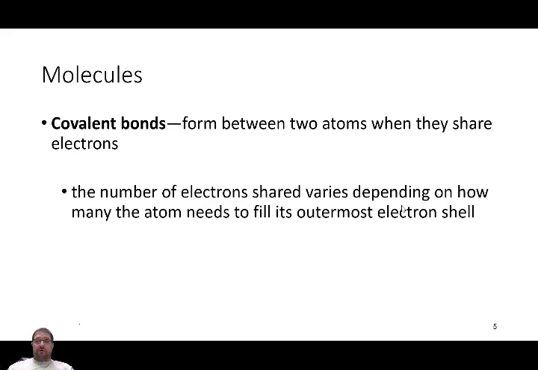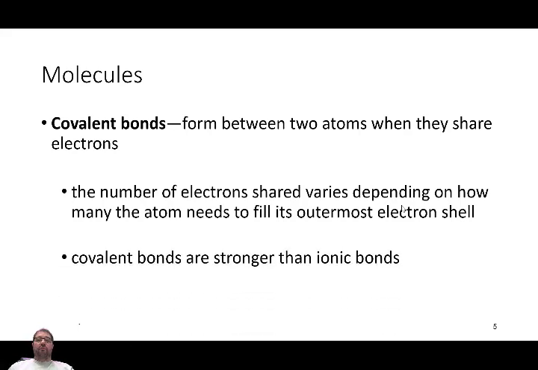Now, how many electrons are shared will depend on how many free orbitals that atom has. They're trying to fill their outermost electron shell. So if they only need one electron, they would just share one electron to fill that outermost shell. If you're an element like carbon, and you need 4 electrons to fill your outermost shell, then you're going to bond to things and share 4 electrons so you can be a more stable molecule.